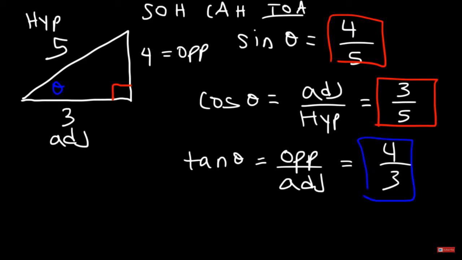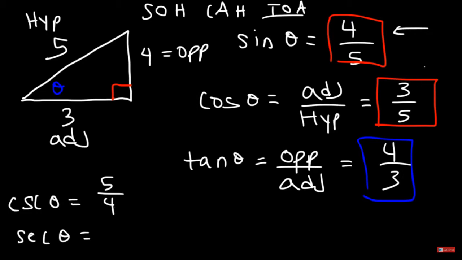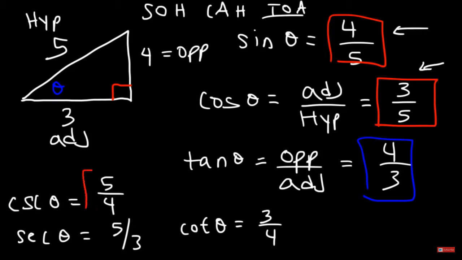Now once we have these three, we can easily find the other three. To find cosecant, it's 1 over sine, so just flip this fraction. It's going to be 5 over 4. And secant is the reciprocal of cosine, so flip this fraction. Secant is going to be 5 over 3. Cotangent is the reciprocal of tangent. So if tangent is 4 over 3, cotangent is going to be 3 over 4. And that's how you can find the values of the 6 trigonometric functions.